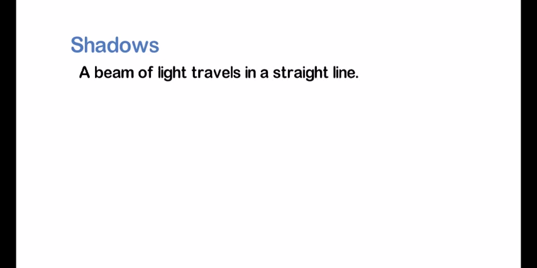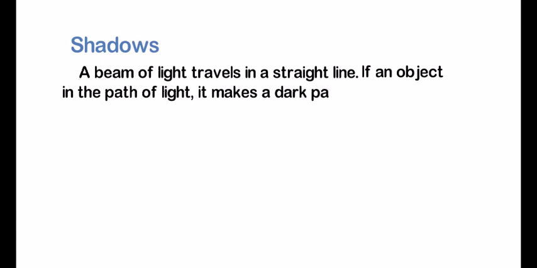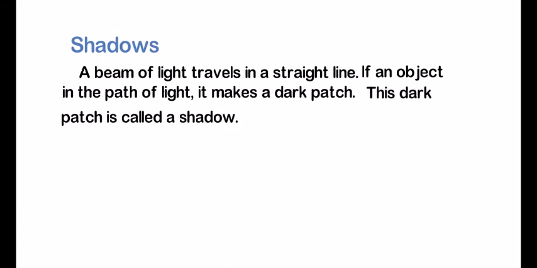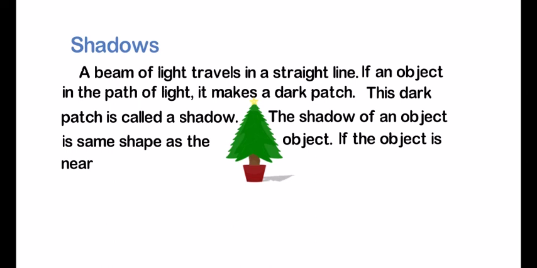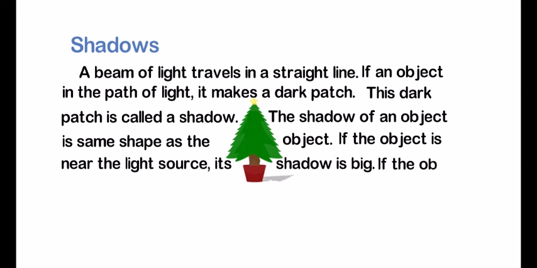Shadows. A beam of light travels in a straight line. If an object is placed in the path of light, it makes a dark patch. This dark patch is called a shadow. The shadow of an object is the same shape as the object. If the object is near the light source, its shadow is big. If the object is far from the light source, its shadow is small.